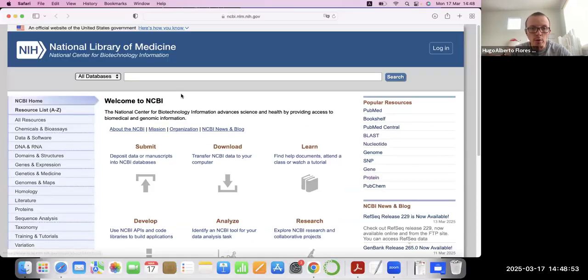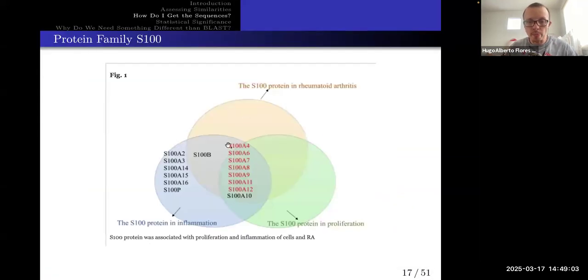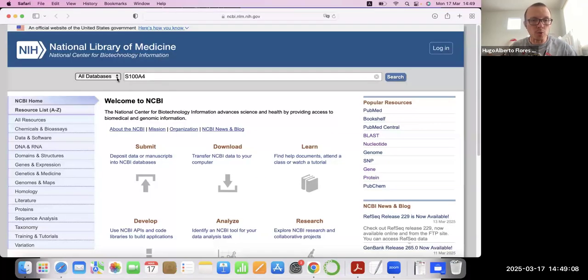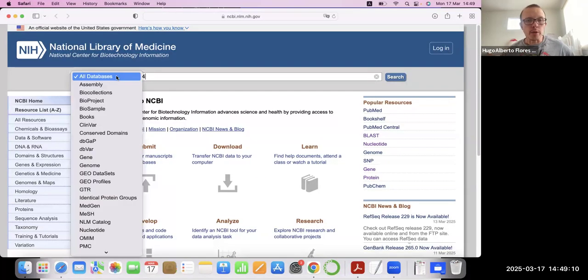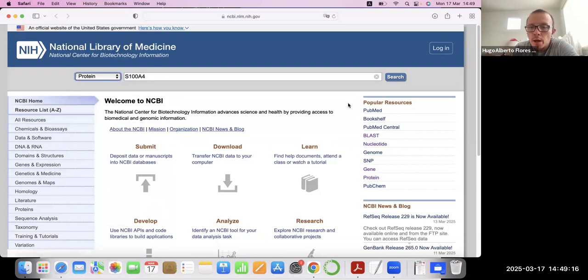I'm going to look at one of the proteins from this family, and I'm going to use this A4, that is the first one in this list. And since I'm talking about protein, I'm going to open this menu here and choose the one that says protein. After that, I can go and search.